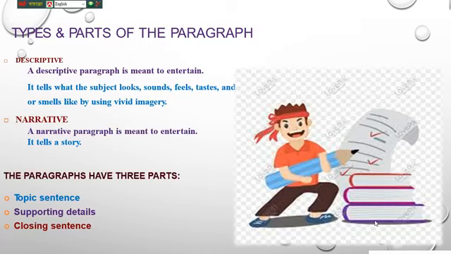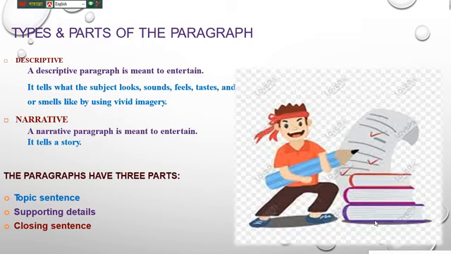All right, here you see types and parts of the paragraph. As I told you in my last lecture, I am recapping in this lecture how many types of paragraphs we usually practice. So here you see two types of paragraph, descriptive and narrative. Usually we use these terms while we go for writing a paragraph. We use this template. All right.